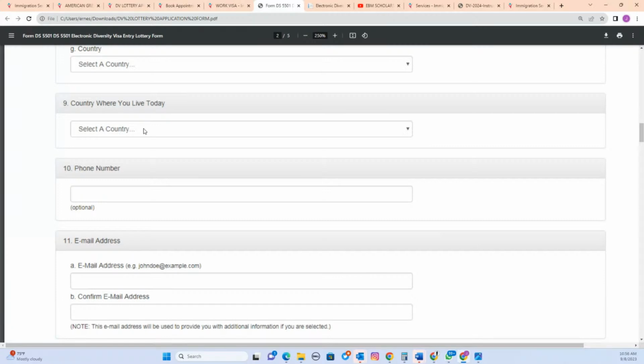If you say you live in Tanzania, by default it will say Dar es Salaam. If you say you live in Ghana, by default it will be Accra. If you say you live in Rwanda, it will say Kigali. That's how it is.